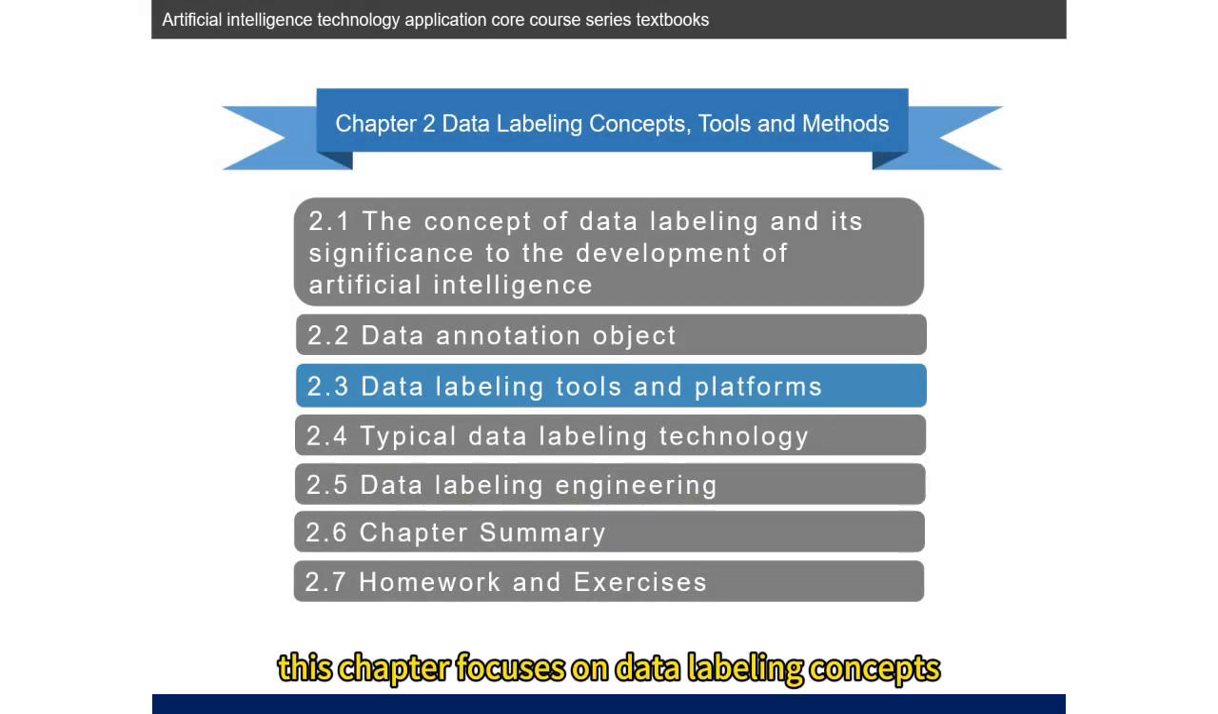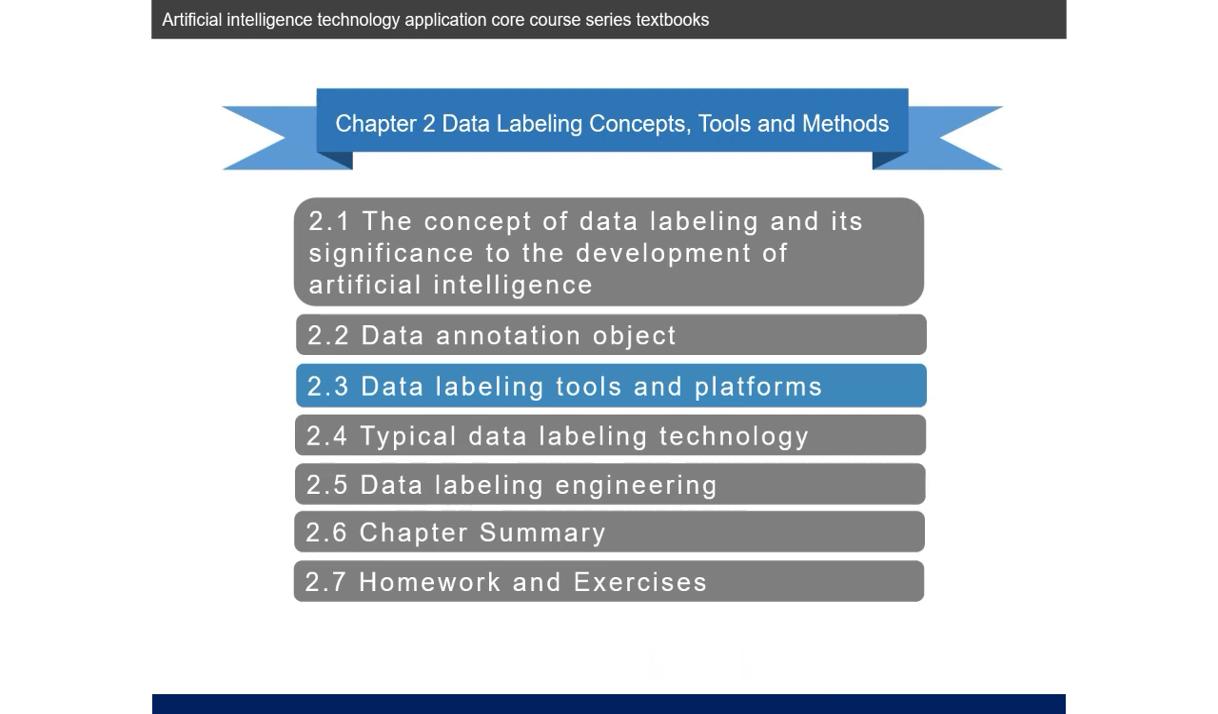This chapter focuses on data labeling concepts, tools, and methods. First, we'll explore the concept of data labeling and its significance for the development of artificial intelligence. It's part of the Artificial Intelligence Technology Application Core Course Series textbooks. We'll also cover data labeling tools and platforms, data annotation objects, typical data labeling technologies, data labeling engineering, as well as a chapter summary, and homework and exercises.